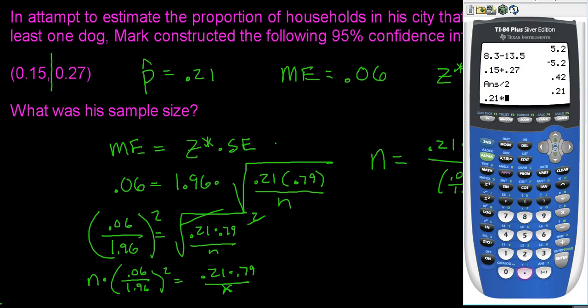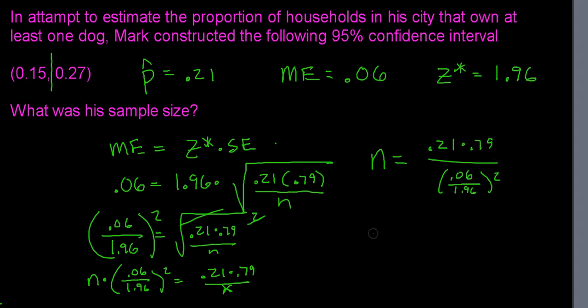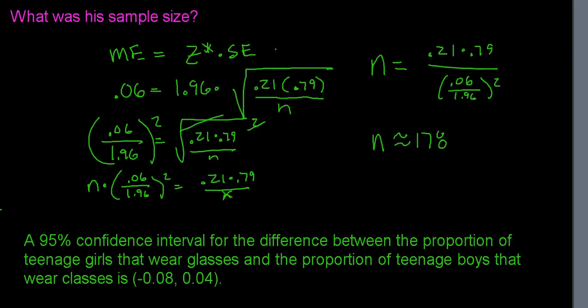So 0.21 times 0.79. Okay, there's that. And I'm going to divide that by, in parentheses, 0.06 divided by 1.96, and then don't forget to make sure that square is on the outside of those parentheses. So I get a sample of about 177.03. I highly recommend always rounding up because that will make you a little bit more accurate. Remember, bigger samples are always better. So I would say approximately 178 households must have been his sample size. That's a very popular question. Hopefully you remember how to do that.